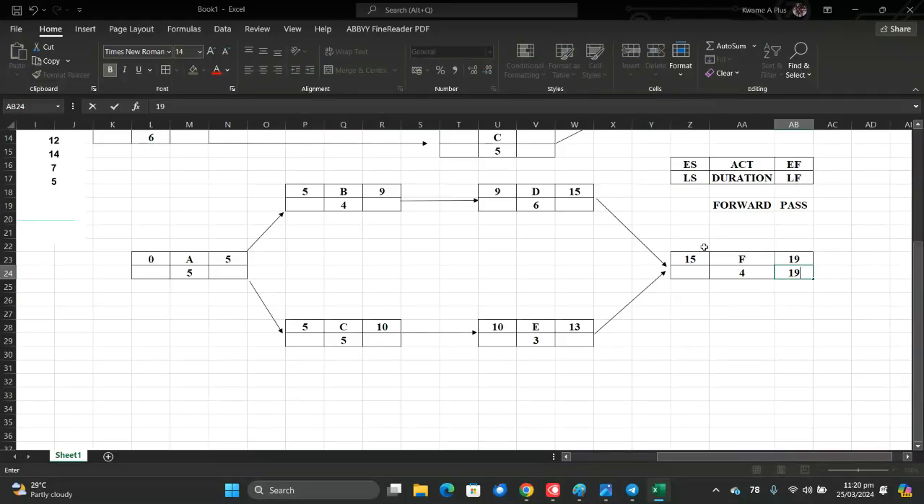And then we have the latest start. This is earliest start, earliest finish, latest start, and latest finish. But you know one thing, there is a formula we use for the backward pass.